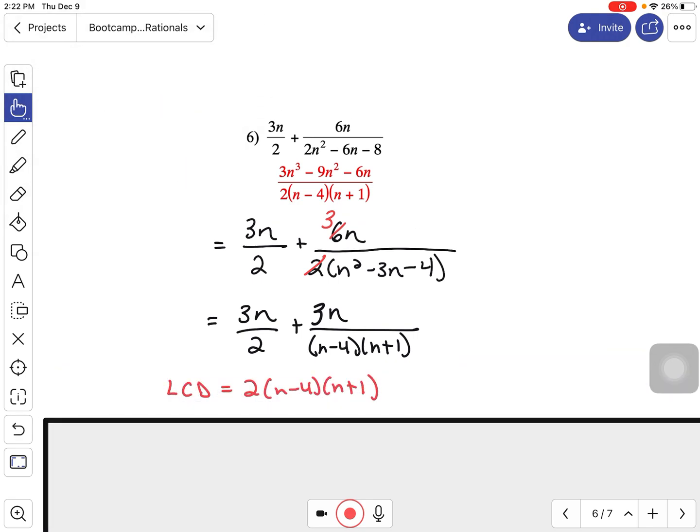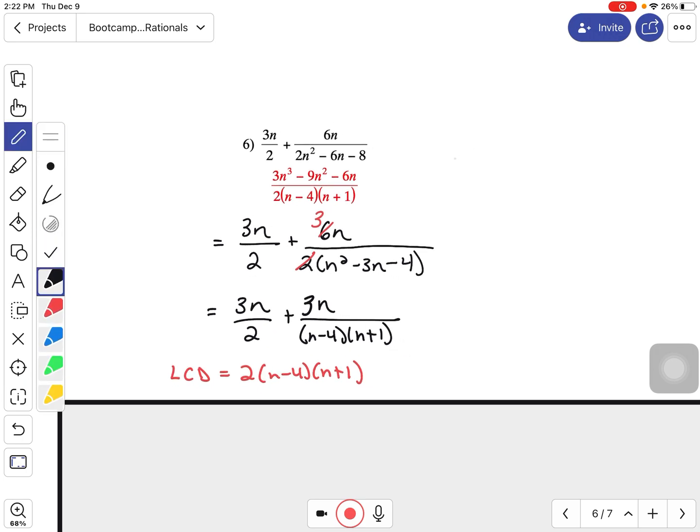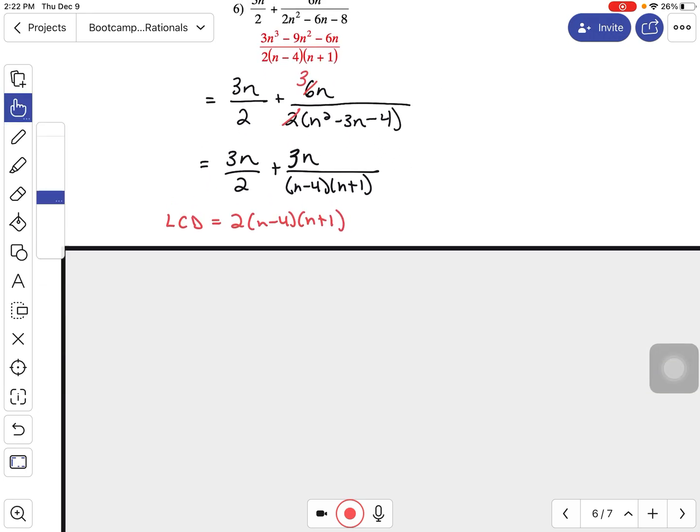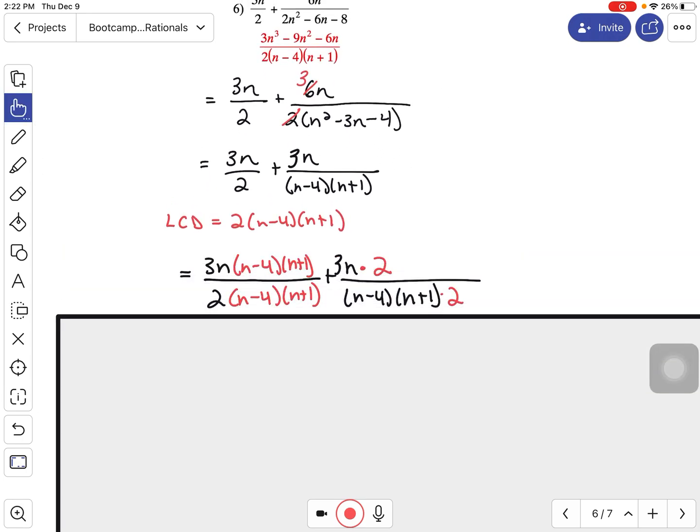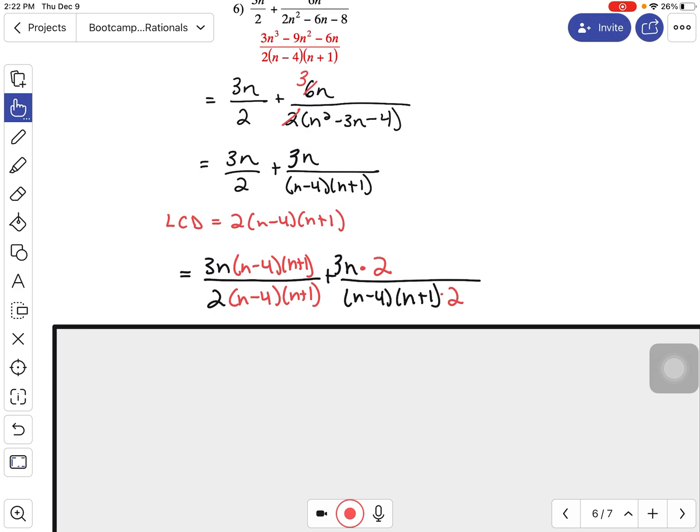My LCD is just the product of 2, n minus 4, and n plus 1. The goal in finding this LCD is to get these denominators to be the same. I can't really add the fractions together unless I have a common denominator there. So in my next step, I basically just copy the problem and I insert the missing factors from the LCD that weren't in the original denominator.